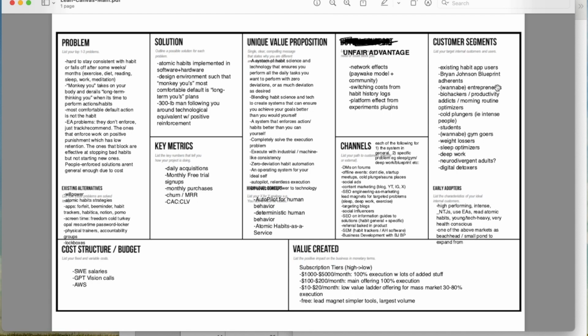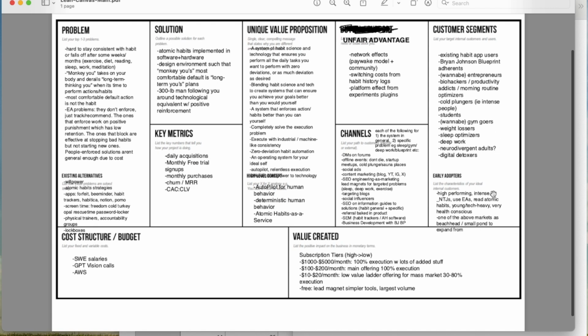And another big one is entrepreneurs, like entrepreneurs who just want to put in deep work. And then there's the biohackers and the cold plungers. Students is another one. People that just want to be more consistent going to the gym. That's a huge use case, a huge clear problem. Weight lossers, I guess smokers too, sleep, deep work, etc.